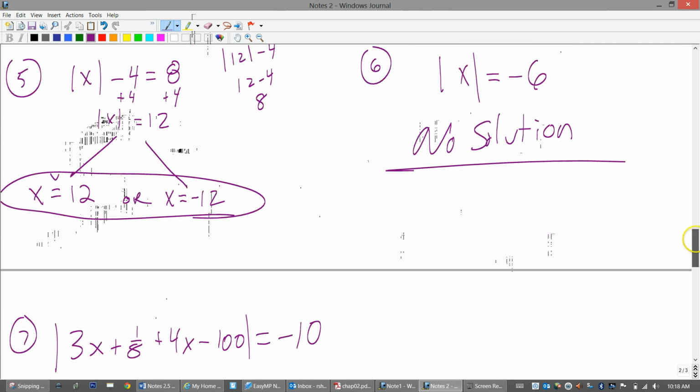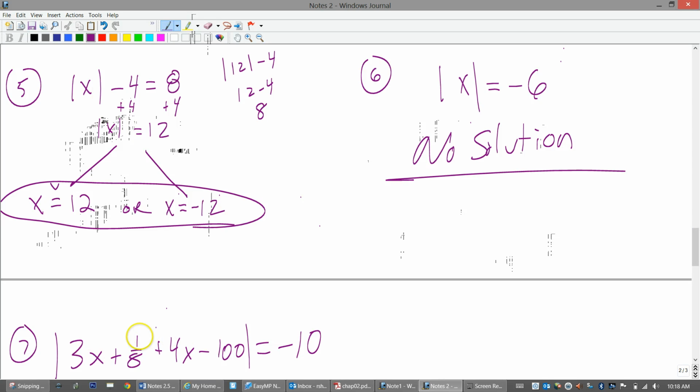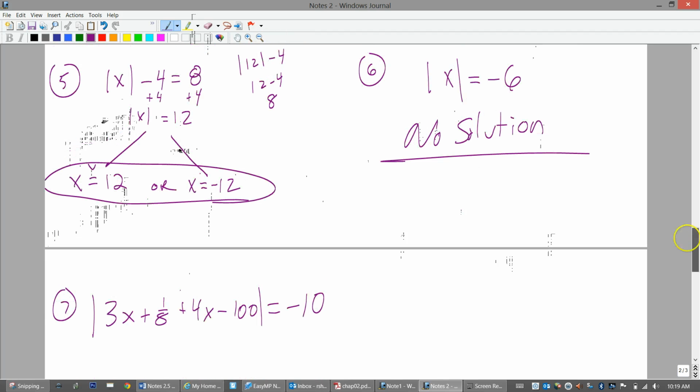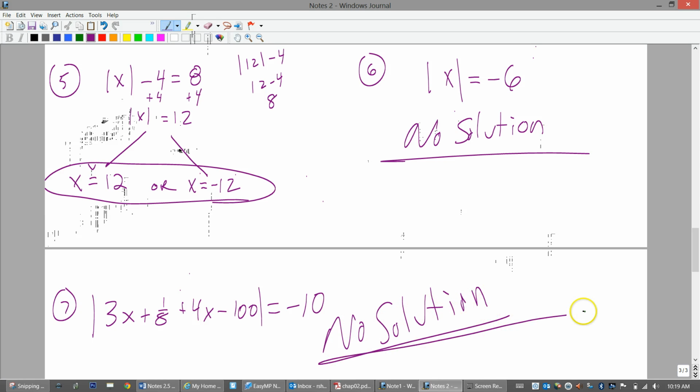No matter what you end up writing down in the absolute value, if you look at number 7, no matter what you wind up writing down for it, you can actually never get a negative. So no matter what's on the inside of that absolute value, it can never equal a negative. An absolute value can never equal a negative, so this problem would be no solution as well. Okay?